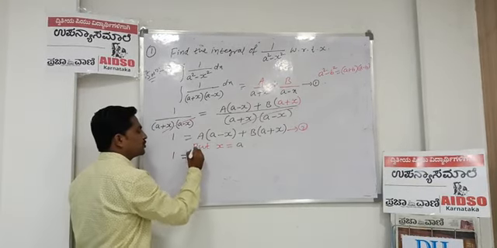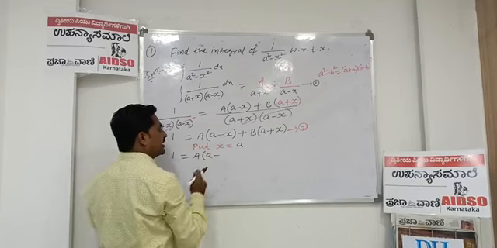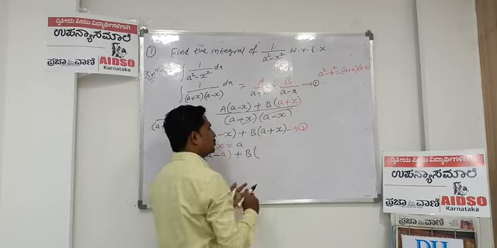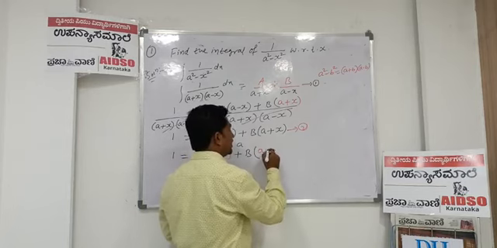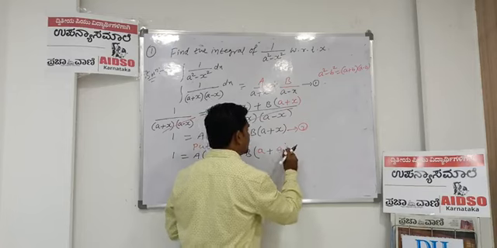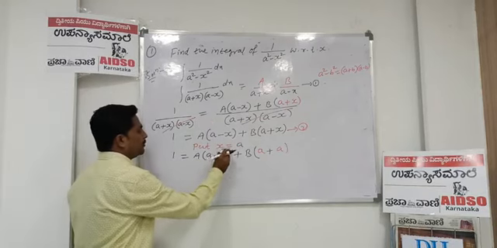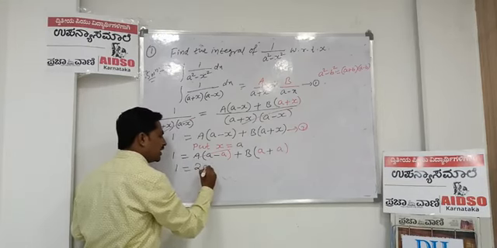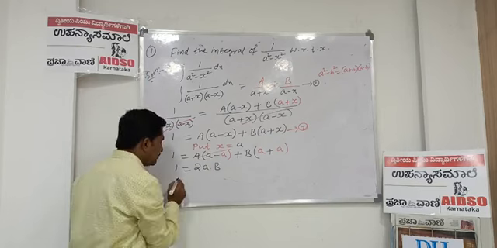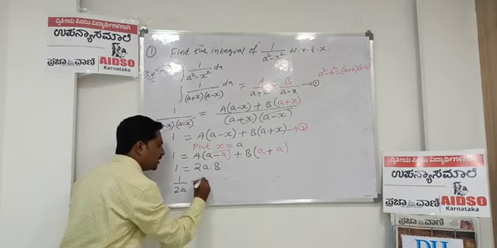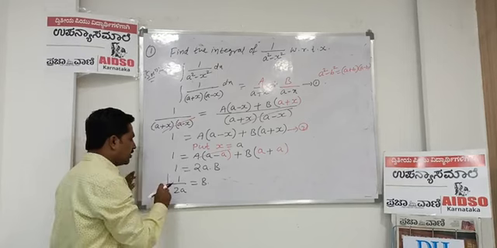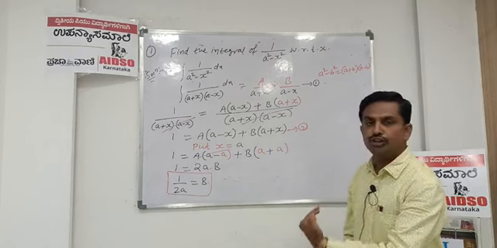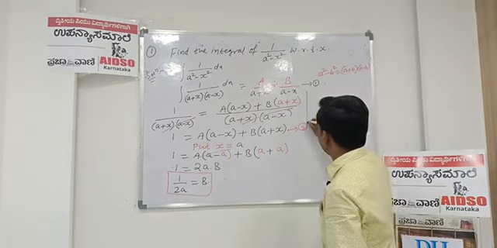So 1 equals a into (a minus, in place of x I have taken a), plus b into (a plus, in place of x we have substituted a). Then this entire part gets cancelled. 1 equals a plus a, which is 2a, into b as it is. On further simplification, 1 upon 2a equals b. So the value of b that we have calculated is 1 upon 2a.